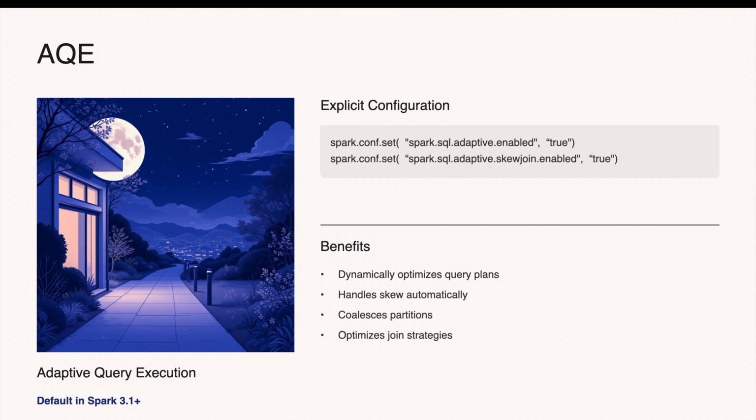As we discussed, this is your first line of defense and it's enabled by default in recent Spark versions. If you are on an older version or want to make sure it is enabled, you can set it explicitly in your notebook. For that, you can set these configurations: adaptive enabled as true and adaptive skewJoin enabled as true. AQE does three main things: it handles data skew by splitting large partitions, coalesces small partitions to reduce overhead, and optimizes join strategies dynamically. Most of the time, this is all you need.